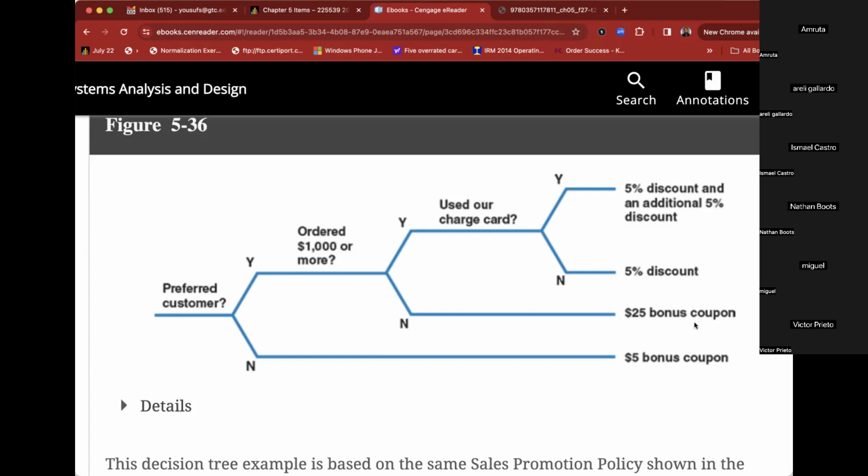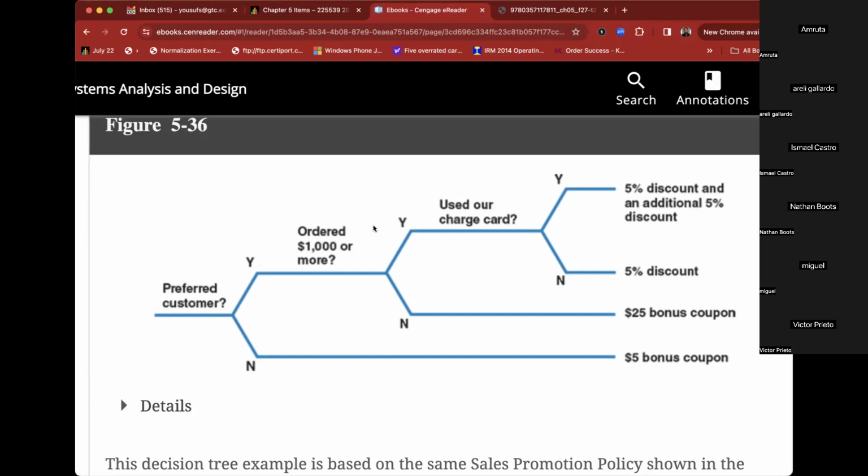So decision trees are slightly less complicated than decision tables. However, decision trees are usually used for simpler problems because you can only go so much in width. On the contrary, tables are used for more complicated problems because they can fit so much. They're difficult to draw.